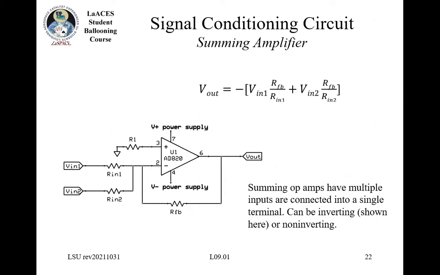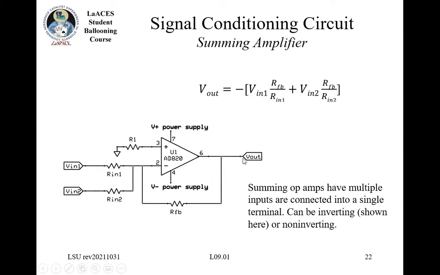I can create a summing amplifier, or a summer. What that's going to do is, I'm going to have 2 separate voltages and it's going to add them together at the output. In this case, this is an example of an inverting adder, or inverting summing amplifier. But if you wanted to, you could also look up a non-inverting version.